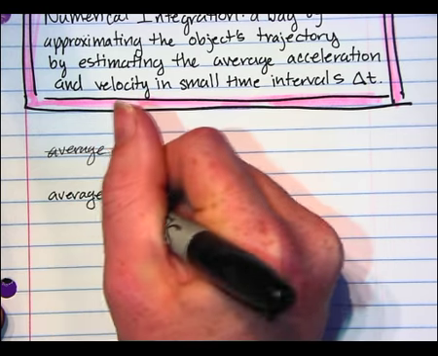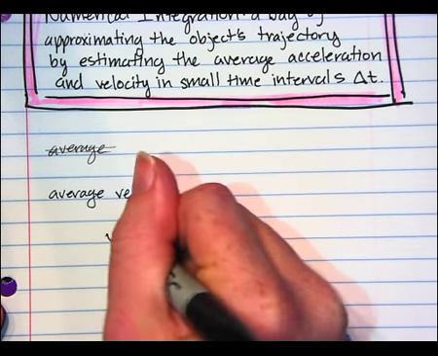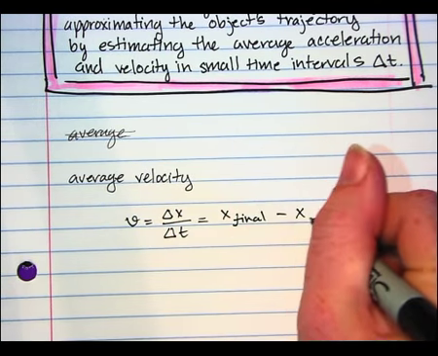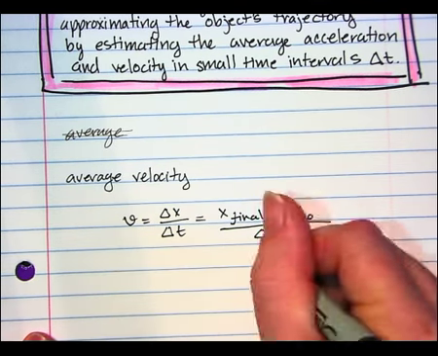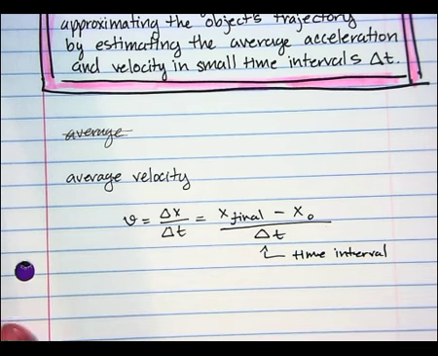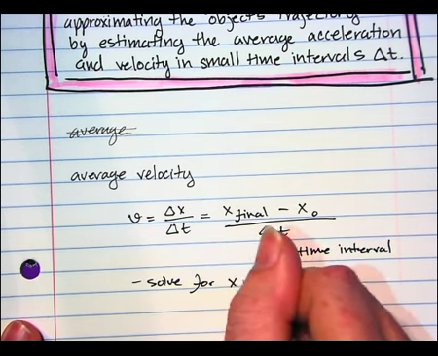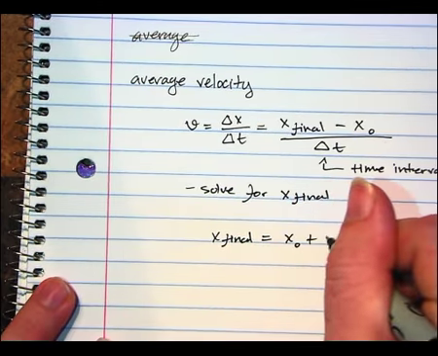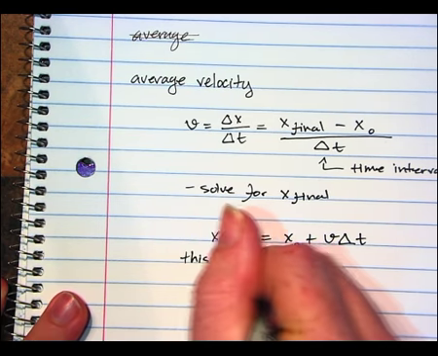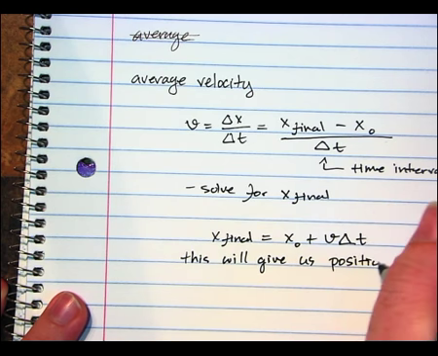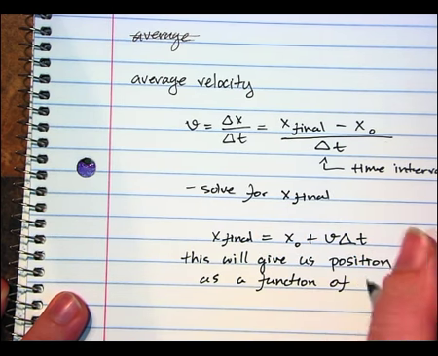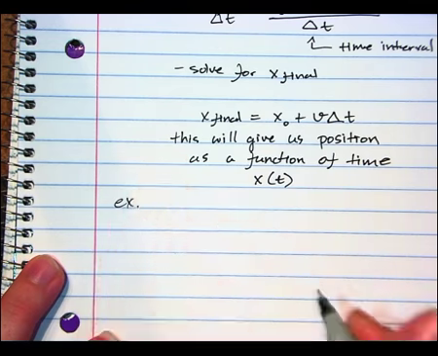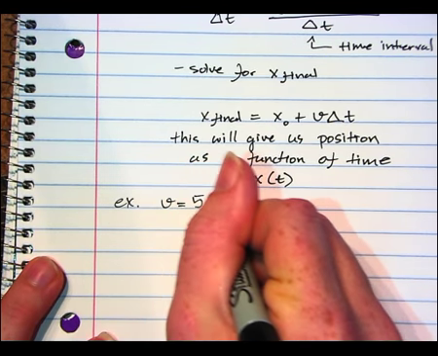So what we want to do is look at average velocity first. So v is equal to delta x over delta t. Delta x is equal to x final minus x initial, all position, over delta t, which is a time interval. So we want to solve for that final position of x, the falling object. That gives us this equation here: the initial position plus velocity times delta t. This gives us the position as a function of time. That's exactly what we wanted.